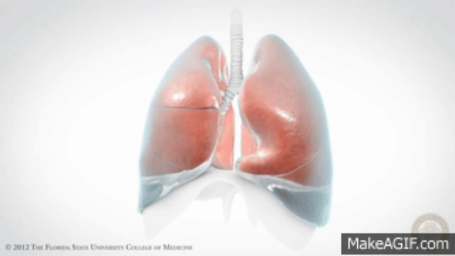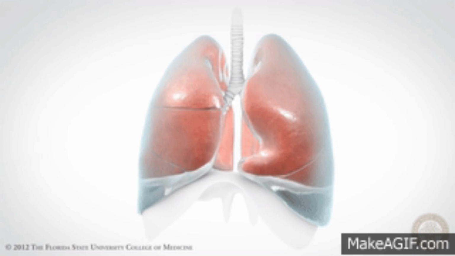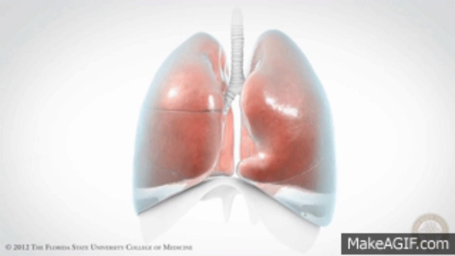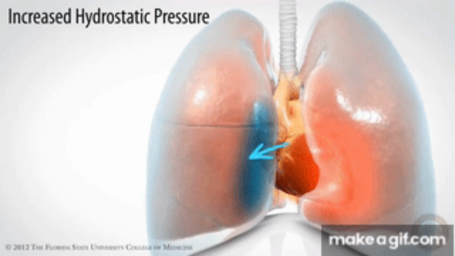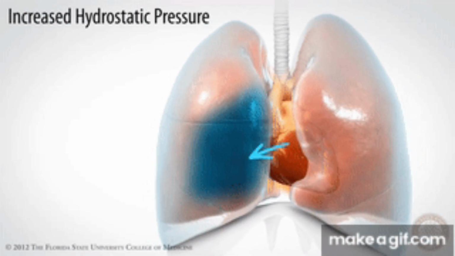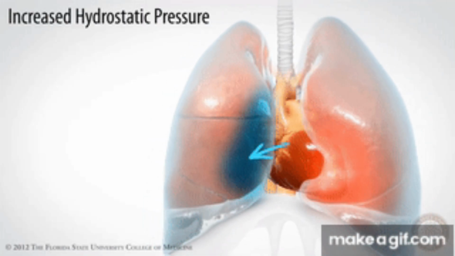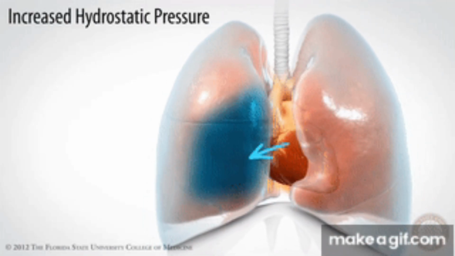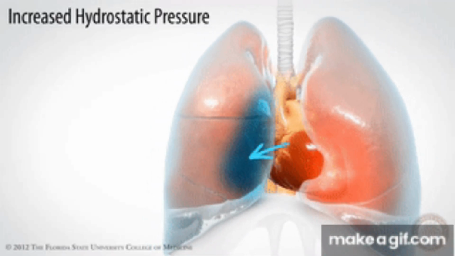Just to help you understand this a little bit better, a pneumothorax means that there's air inside the sac. A hemothorax means that there's blood inside the sac, and a pleural effusion means that there's fluid inside the sac.